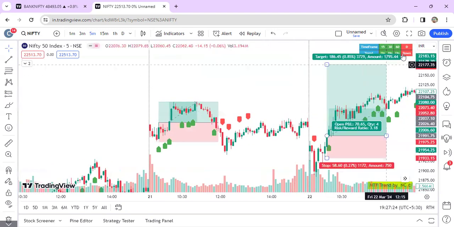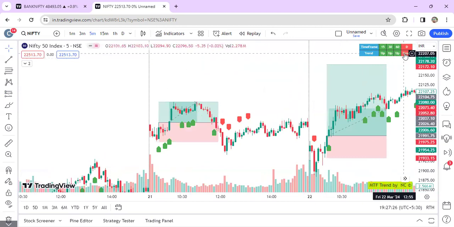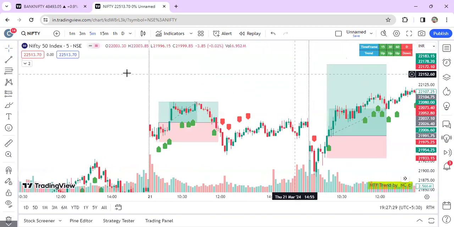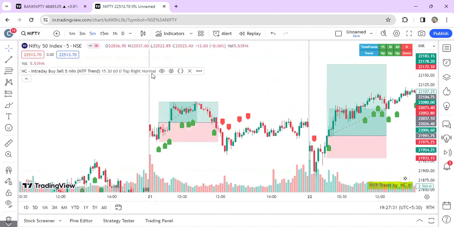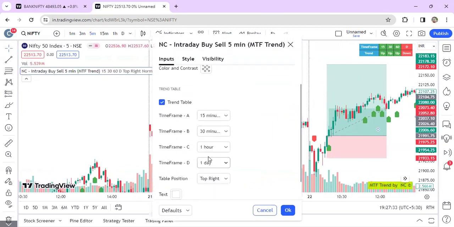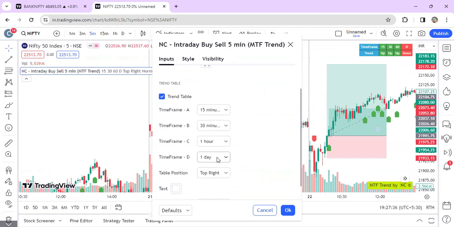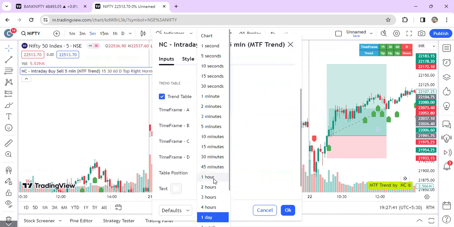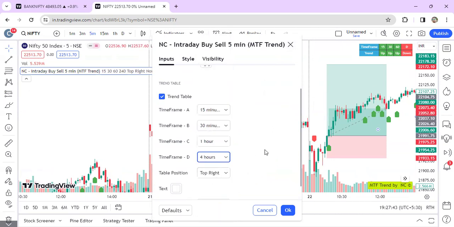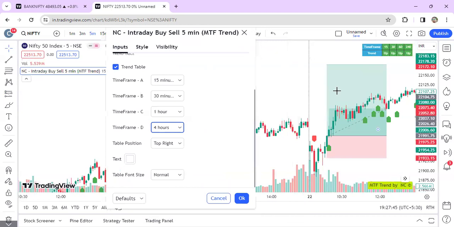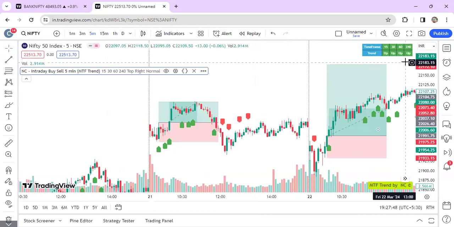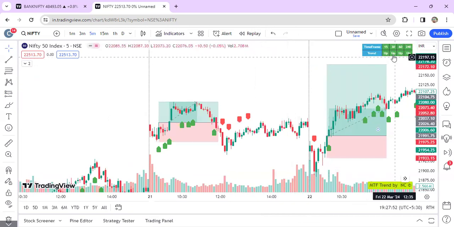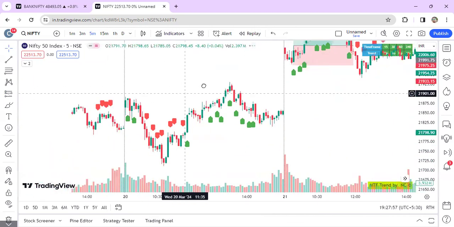So here, see the time frame for Nifty on daily is in the downtrend. So here it is showing us downtrend. And if you want, you can change this particular time frame from here: 15 minutes, 30 minutes, 1 hour, 1 day. Since this indicator is only for intraday, you can change it to 4 hours and see what the status is. In 4 hours, it is in uptrend. So see how beautifully the trend is changing. So it will also give you the booster or the confidence on whether to enter long or short.